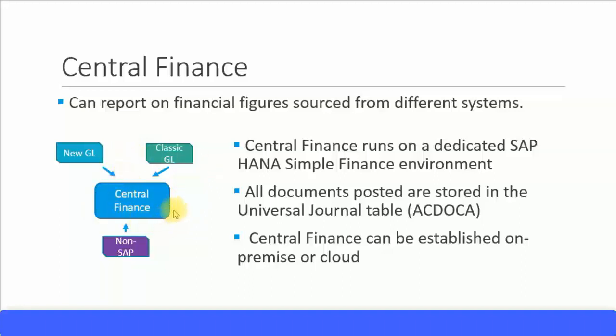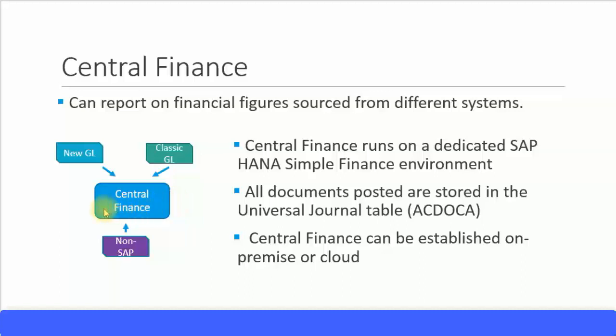So this allows reporting, especially for consolidation purposes, when you have both SAP and non-SAP systems in one Central Finance journal, which will be replicated to the universal journal. Reporting and consolidation is much easier, so you don't need a separate consolidation environment. Then Central Finance runs on a dedicated SAP HANA Simple Finance environment, and all documents posted in Central Finance are coming to the universal journal entry table, which is the ACDOCA table. And Central Finance can be established on-premise or in the cloud.